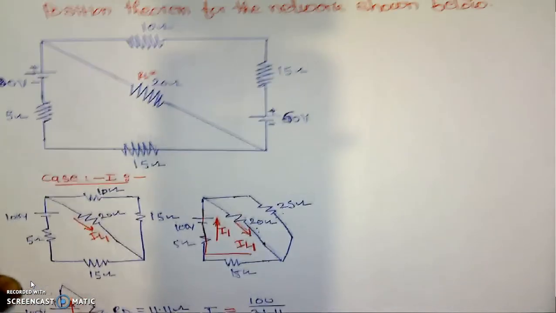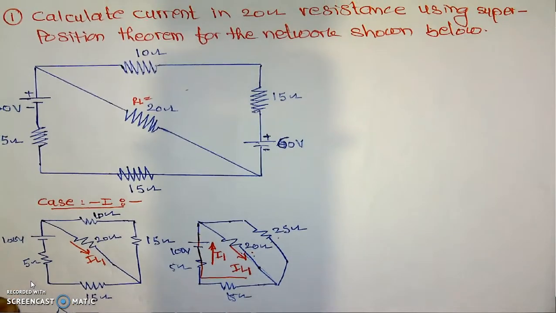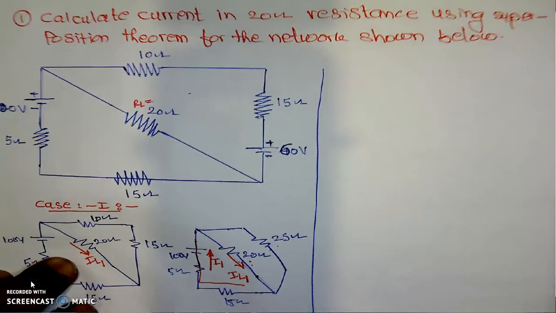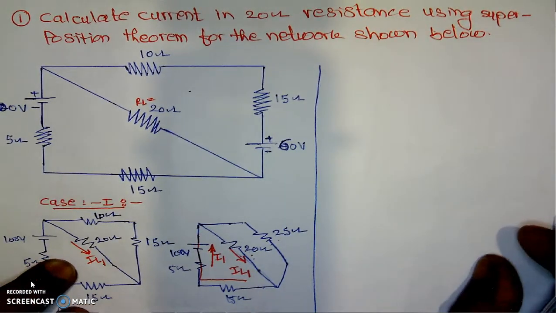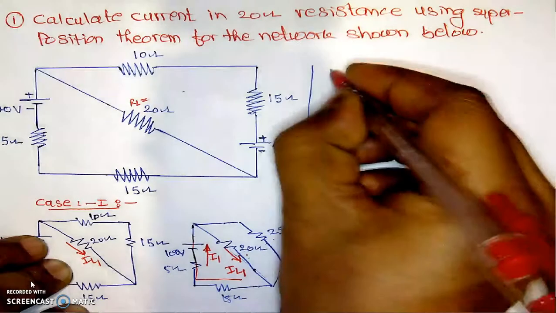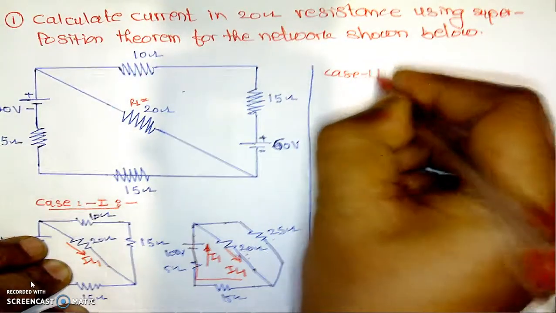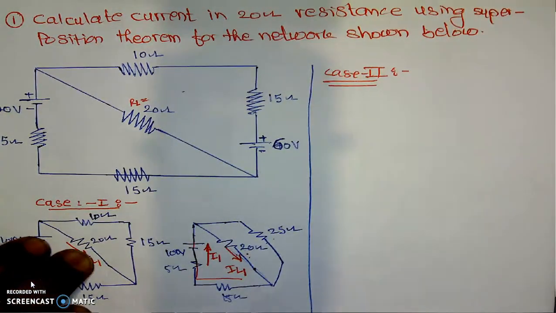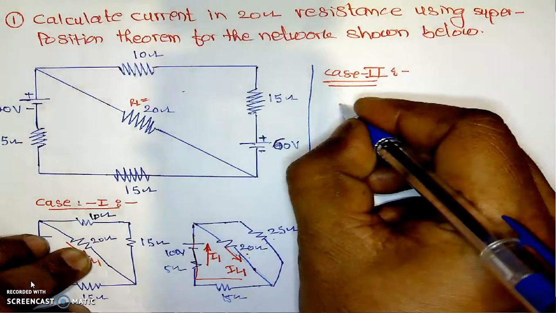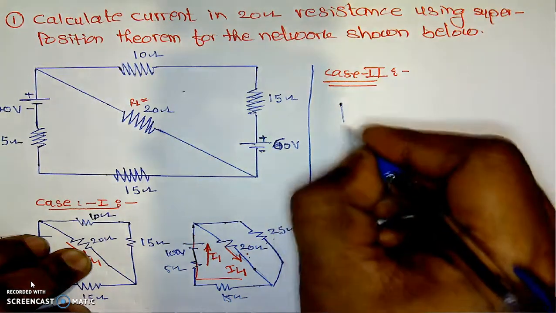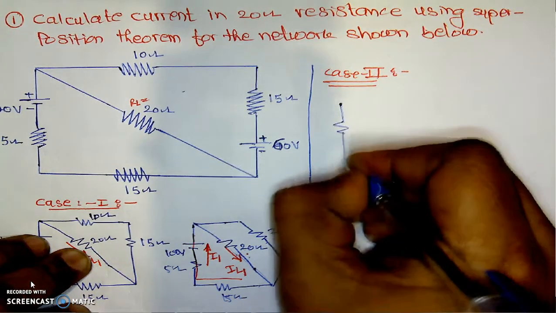I will use this part here. Here it is case number 2. In the second case, we will consider the source 2, which is the 60 volt source. And by that time, the 100 volt source is replaced by its internal resistance.